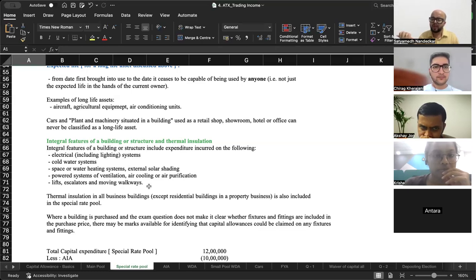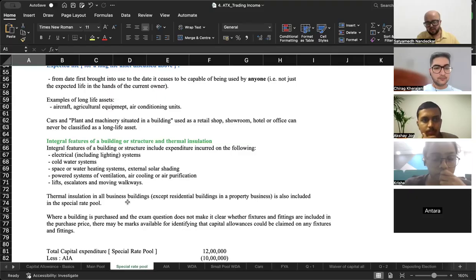Like, when you go to the airport, there are these motorized walkways. You stand on that, and it quickly helps you to pass that particular part. Escalators, lifts, all of these are included as integral features of a building. Thermal insulation is also included in the special rate pool.